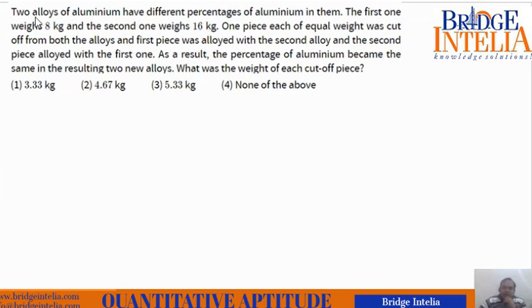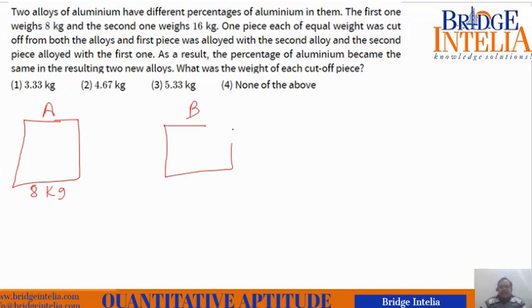Now let's see this one. Two alloys of aluminium have different percentages of aluminium in them. The first one weighs 8 kgs. So let's call the alloy A and B. So alloy A is of 8 kg and the second one weighs 16 kg. The second alloy is of 16 kgs.